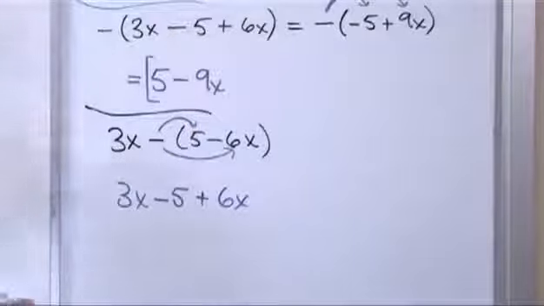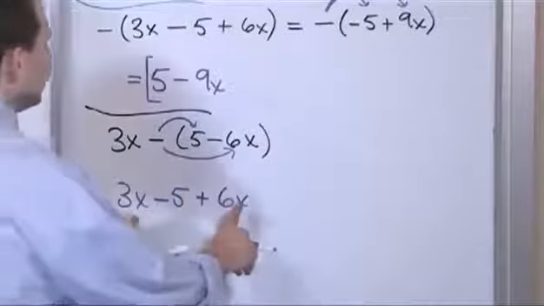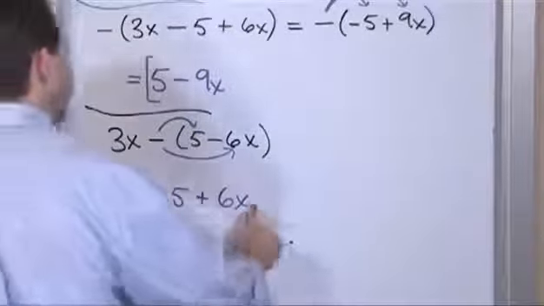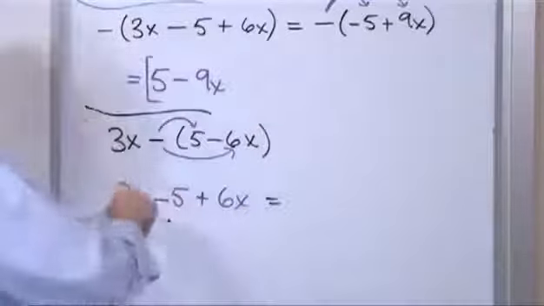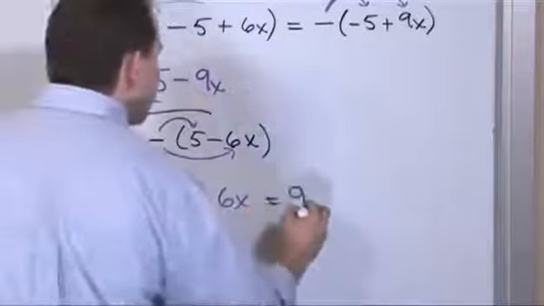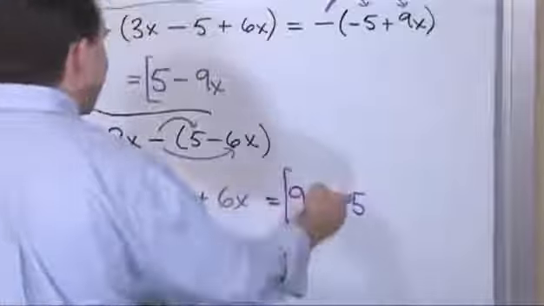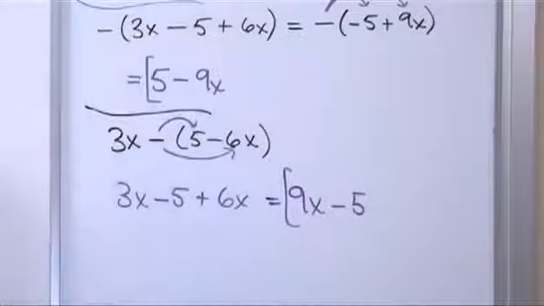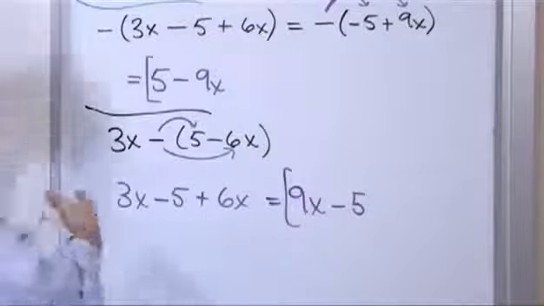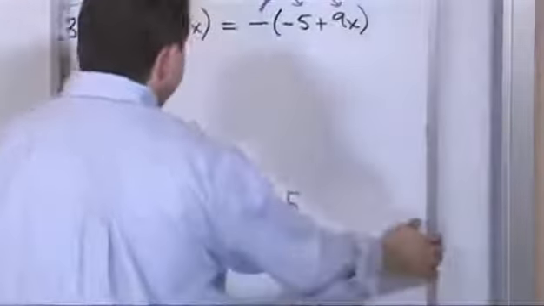Now it's easy to do because we look and we say we have 3x and 6x. They match exactly in the variable. So 3x plus 6x gives us 9x. We still have the minus 5. You cannot do anything else with that because these guys are not like terms, because you have x in one term and no variable at all in the other term.